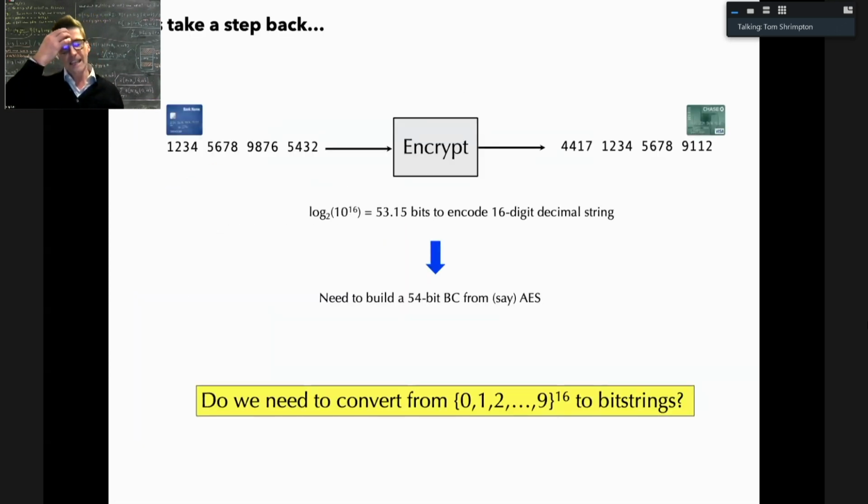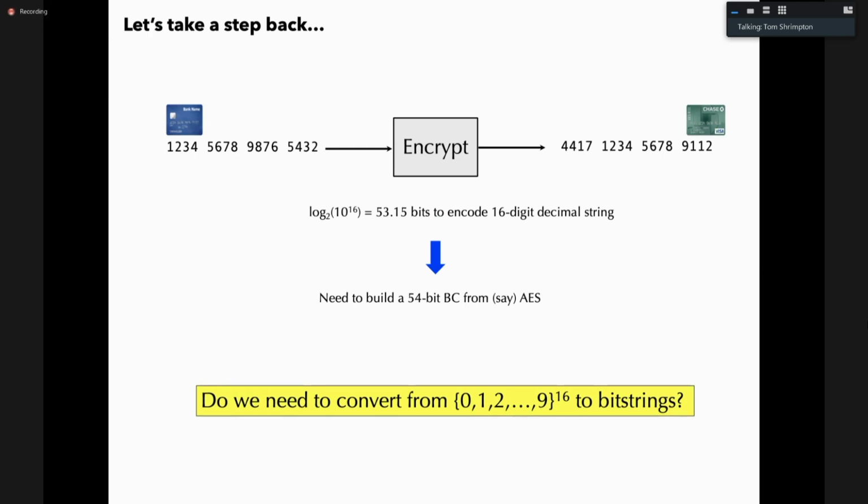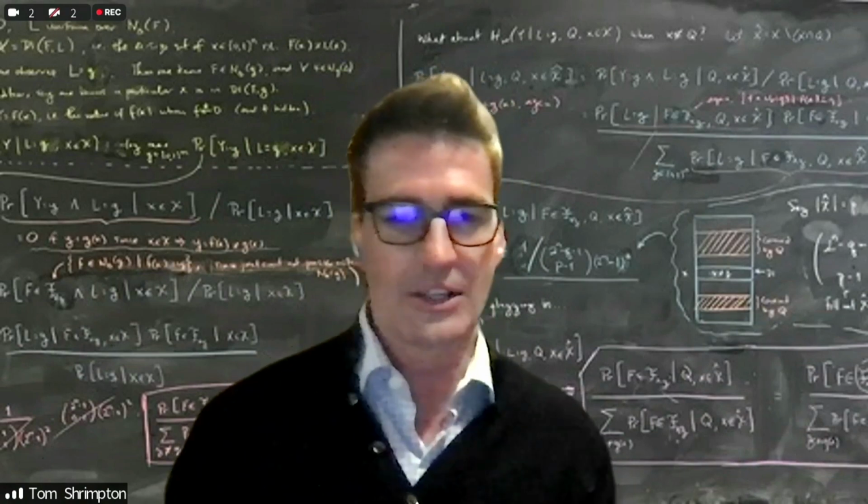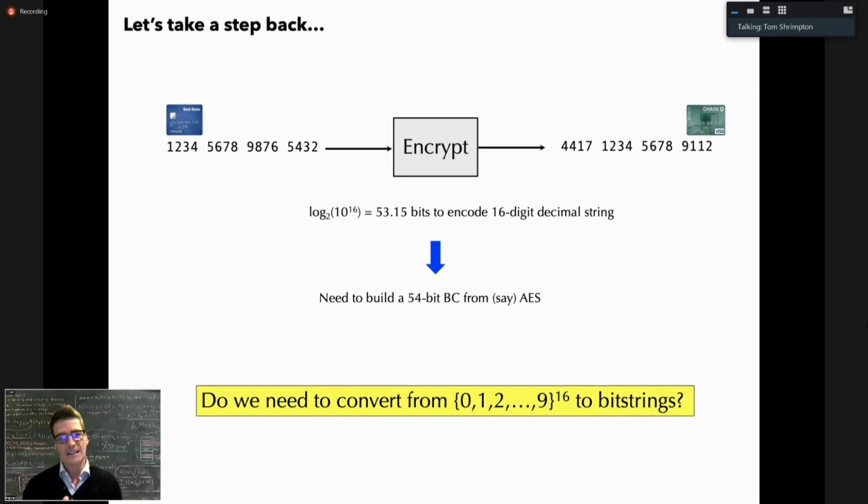So let's take a step back for a second. Remember that the motivation for this whole first part of the talk was this problem of how do you encipher credit card numbers in place? We started out by saying, let's say I want to take a block cipher and reduce its size. We saw how to do it if you want to reduce the size just a little bit, and how to do it if you want to reduce it a lot. And we had this difficult piece in the middle. And this was an example of that.